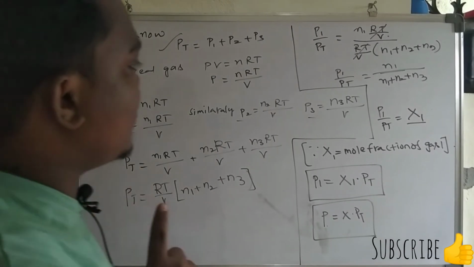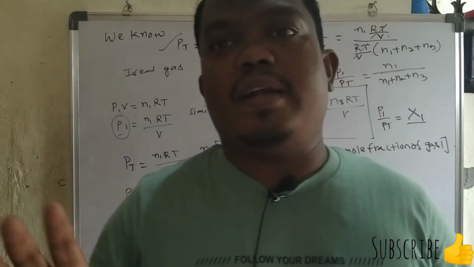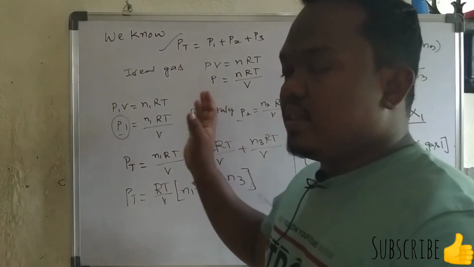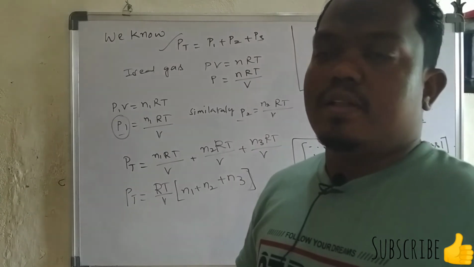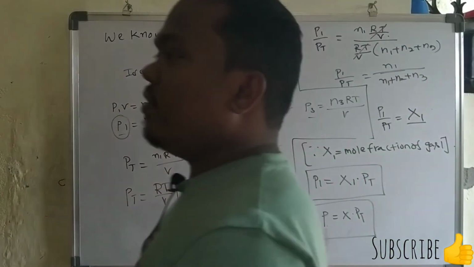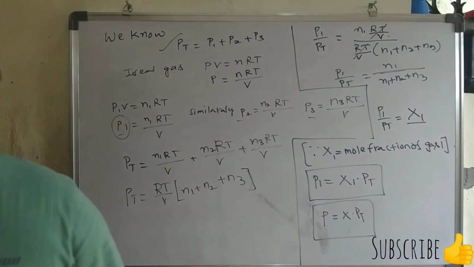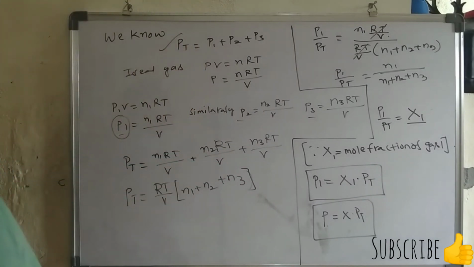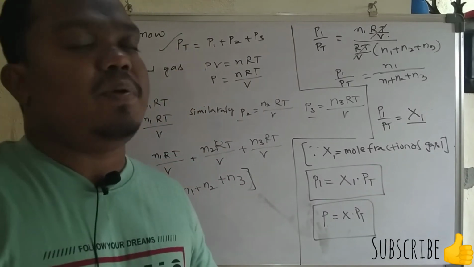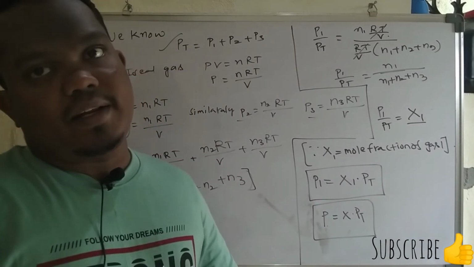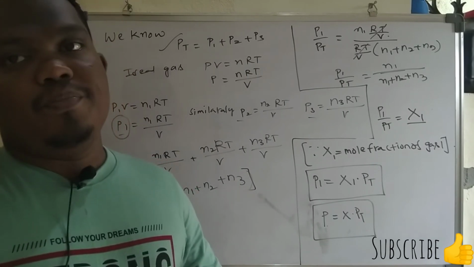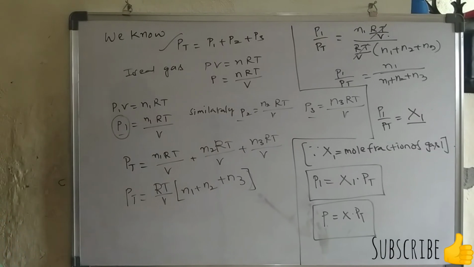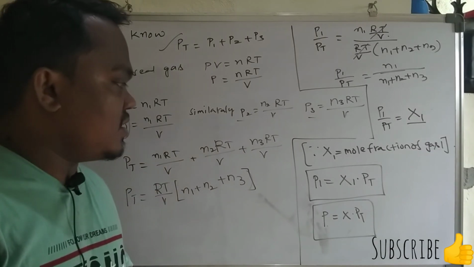We should remember one thing here: the gases in the mixture should not react with each other. That means we should take only non-reacting gases. Dalton's law is applicable only for non-reacting gases. It is not applicable for reacting gases. So this is about Dalton's law of partial pressure.